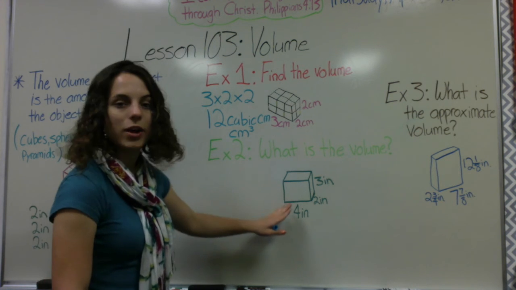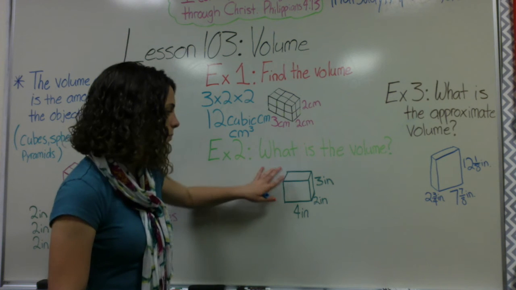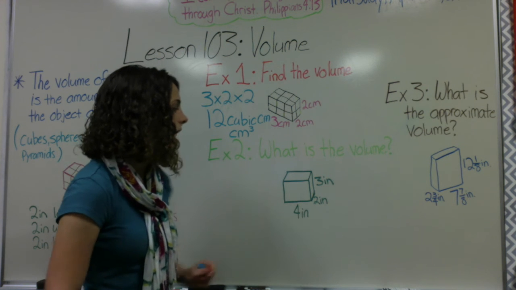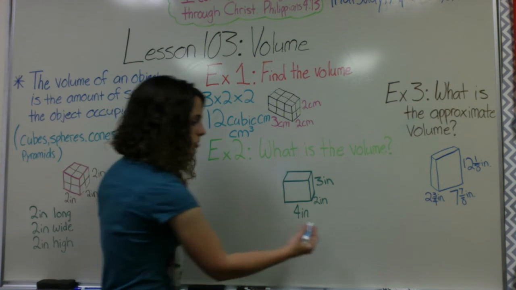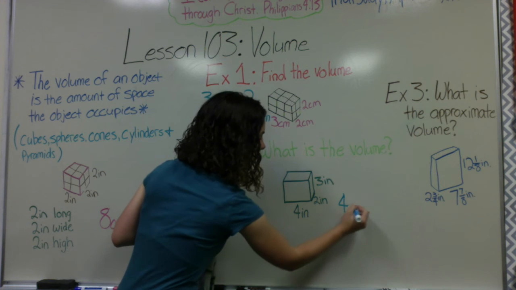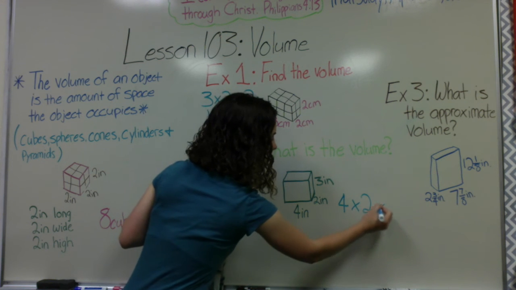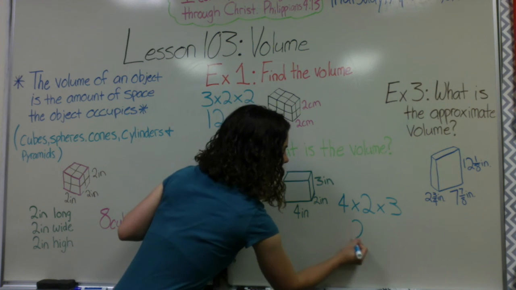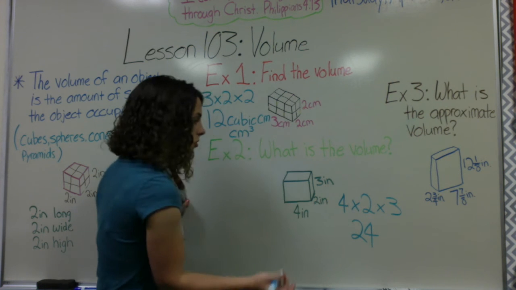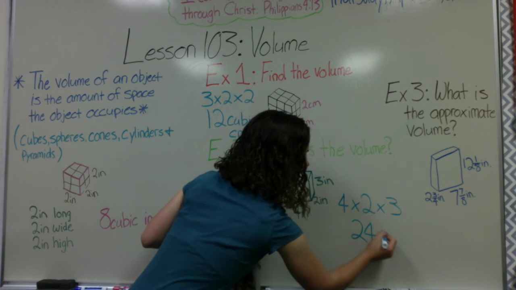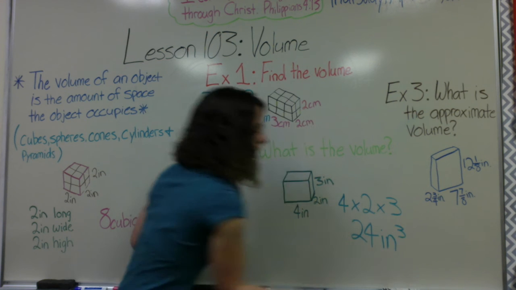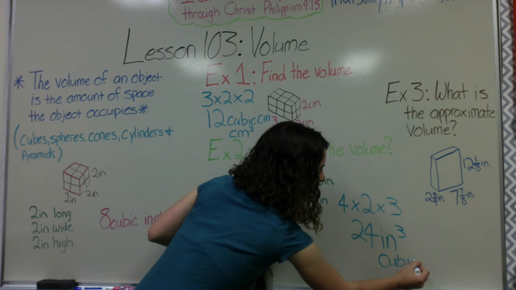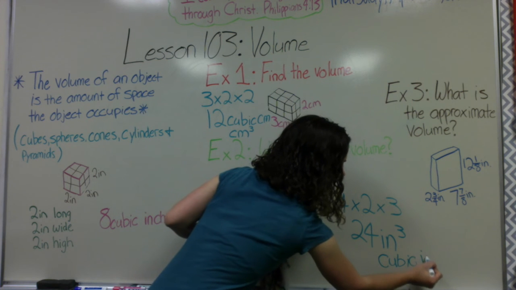Example 2 says, what is the volume? Without even the cubes drawn in this rectangular solid, I have 4 inches long, 2 inches wide, and 3 inches high. So I'm going to multiply those 3 different measurements together. 4 times 2 times 3. 4 times 2 is 8. 8 times 3 is 24. So my volume is 24, and I'm going to do inches cubed or cubic inches. I'm going to write both because both are acceptable. Cubic inches.